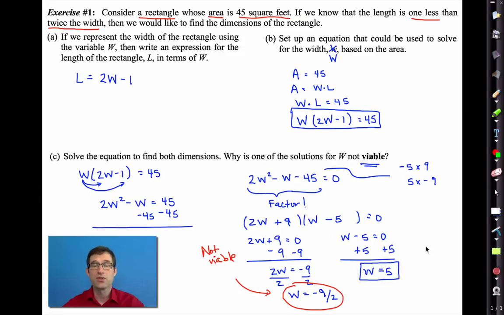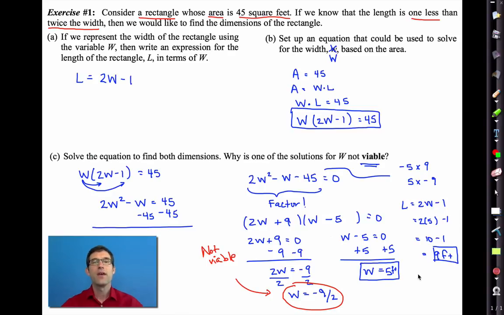So one of the dimensions is 5, specifically 5 feet, and we also have to find the length. Well, the length isn't going to be that bad because the length we know is 2 times the width minus 1. So that's going to be 2 times 5 minus 1, which will be 10 minus 1, which will tell me that the length is 9 feet. Now, by the way, here's a nice check: 5 feet times 9 feet is 45 square feet, so that helps me check to see if my answer is reasonable.